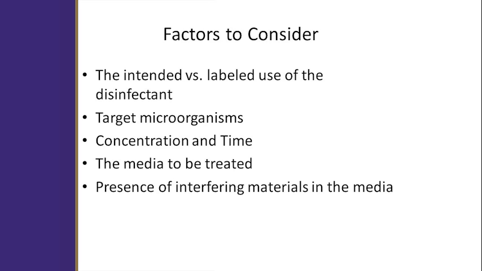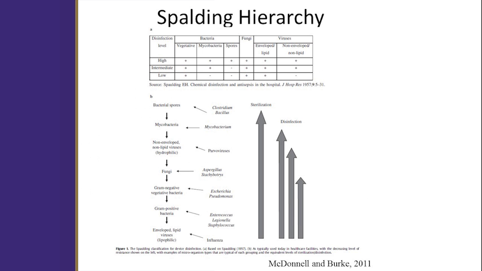If they want a label against Ebola, what's the rule there? Can they do that? Can anybody go in and do disinfectant testing on Ebola right now? Very few places. And so getting an EPA label with Ebola is really using something called the Spalding hierarchy.